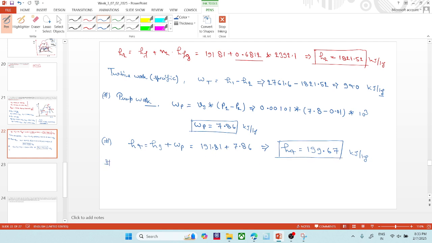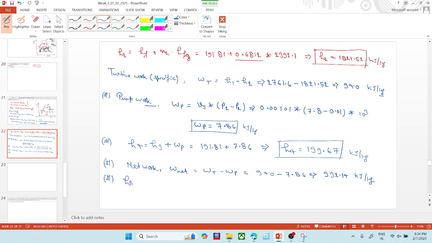Now the network. W net is the turbine work minus pump work. What is it? It is 940 minus 7.86. This value will come out to be 932.14 kilojoule per kg.